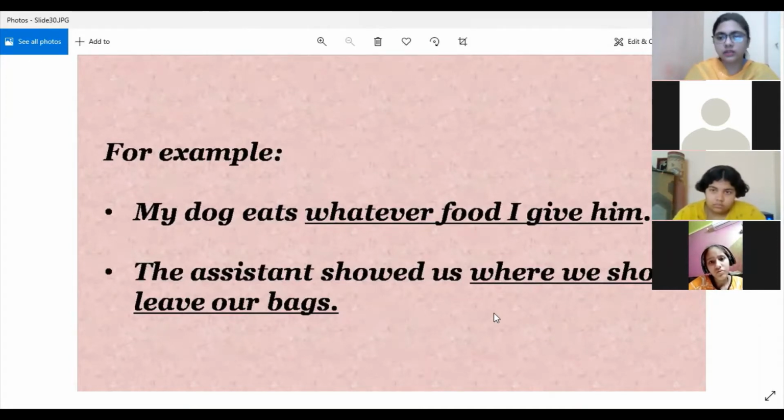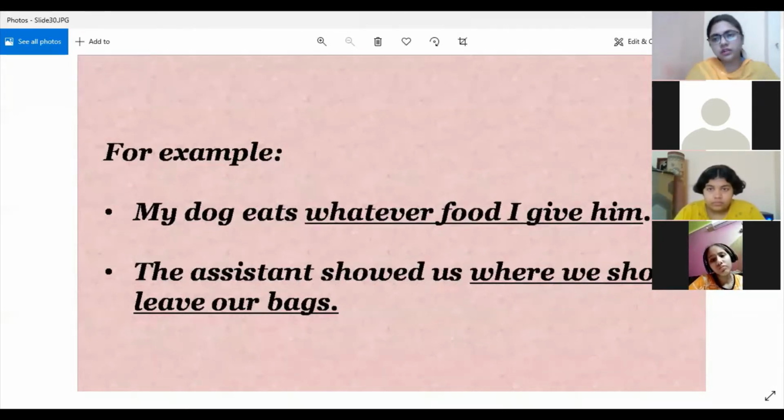What is a noun? It is a name of a person, place, animal, or thing, isn't it? That is the basic simple definition of a noun. So place also comes within the purview of noun only. So the assistant showed us what? He showed us the place where we should leave our bags. So in this case, it is acting as a noun clause. Have you people understood noun clauses?